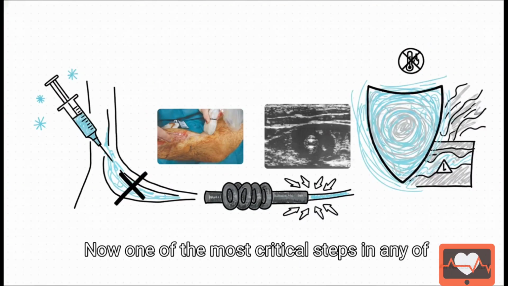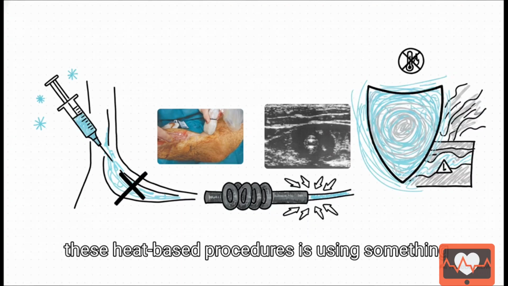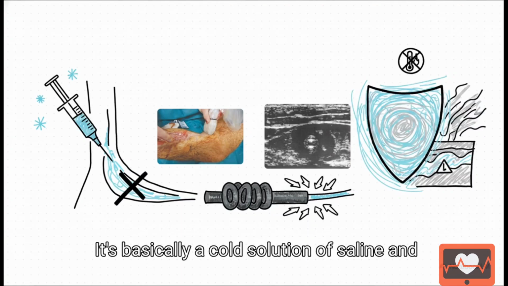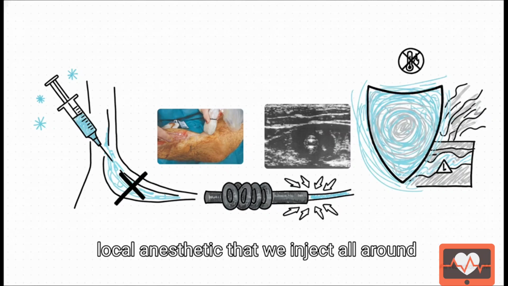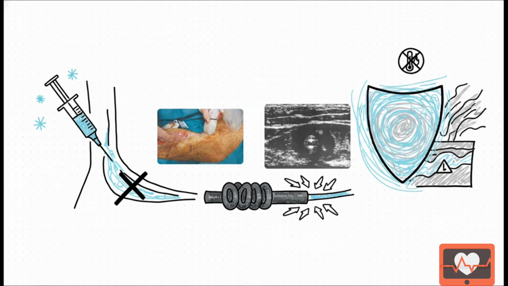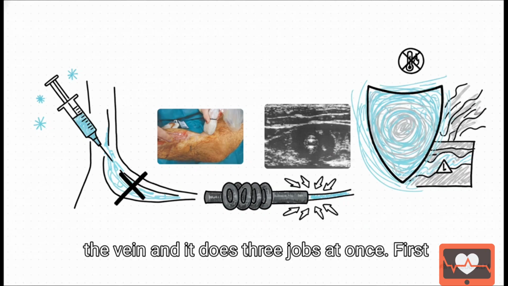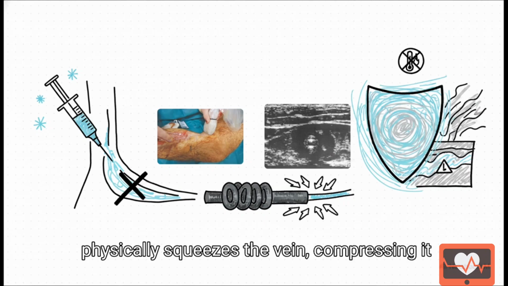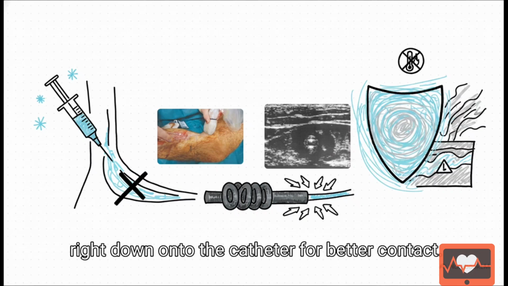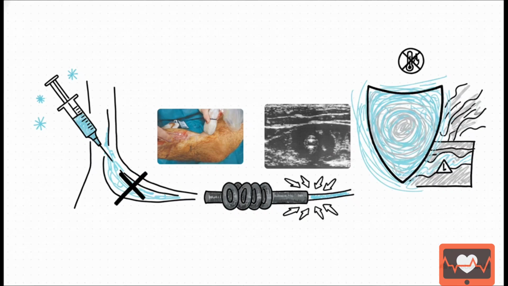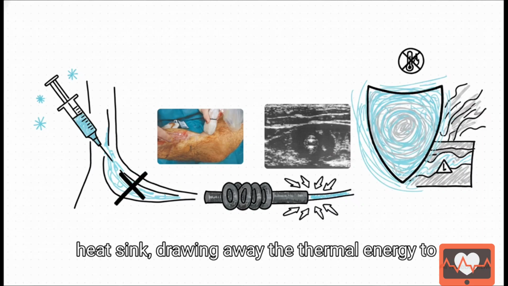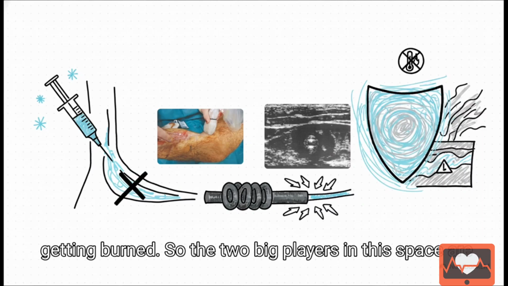Now, one of the most critical steps in any of these heat-based procedures is using something called tumescent anesthesia. It's basically a cold solution of saline and local anesthetic that we inject all around the vein, and it does 3 jobs at once. First, obviously, it makes the area numb. Second, it physically squeezes the vein, compressing it right down onto the catheter for better contact. And third, and this is brilliant, it acts as a heat sink, drawing away the thermal energy to protect all the surrounding tissues from getting burned.